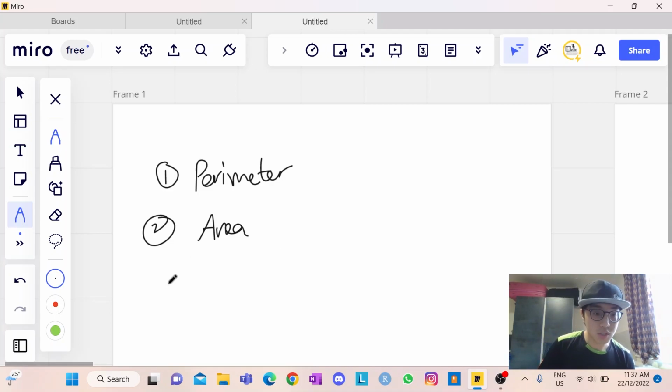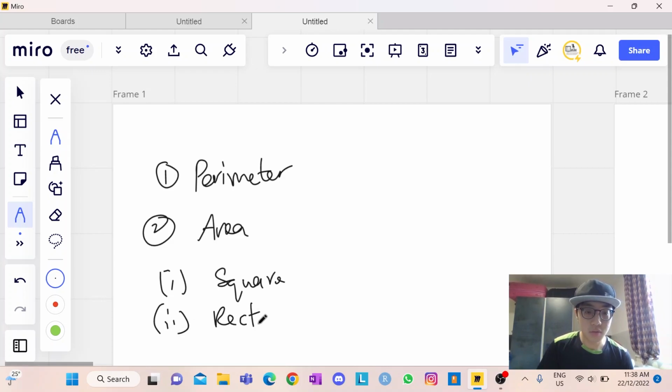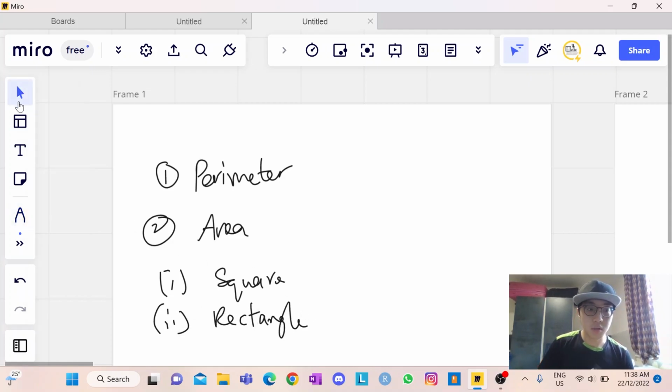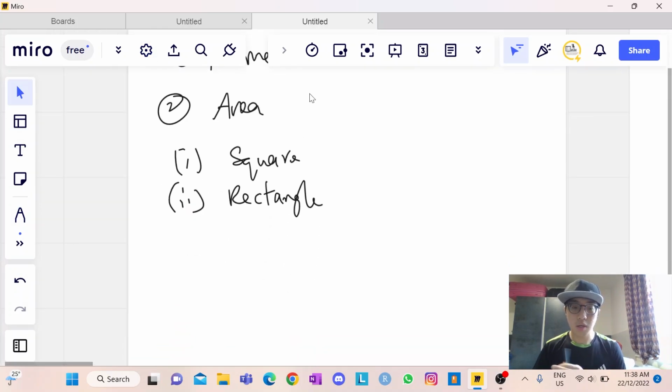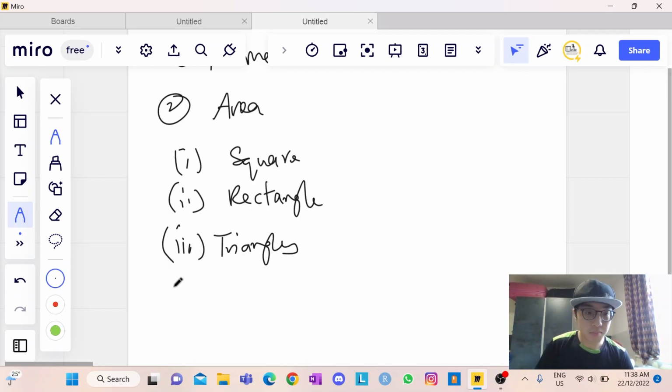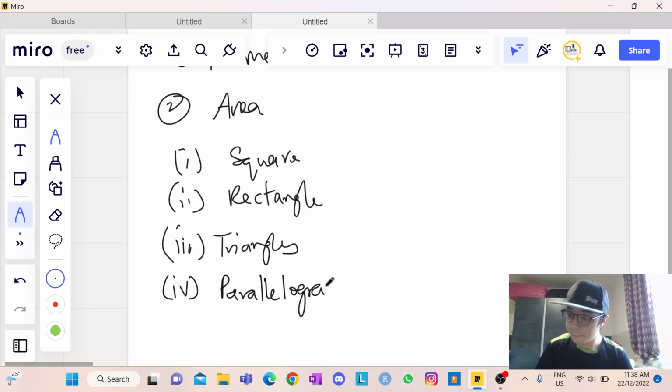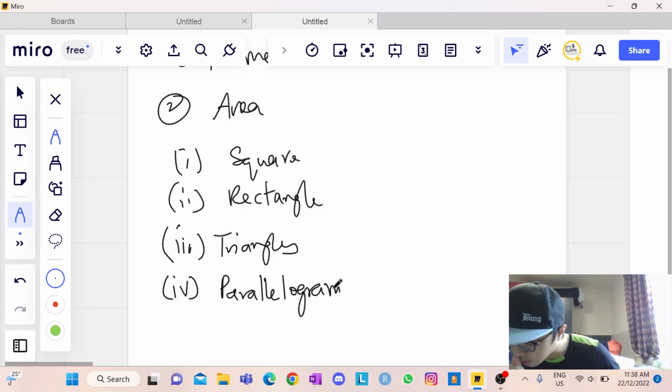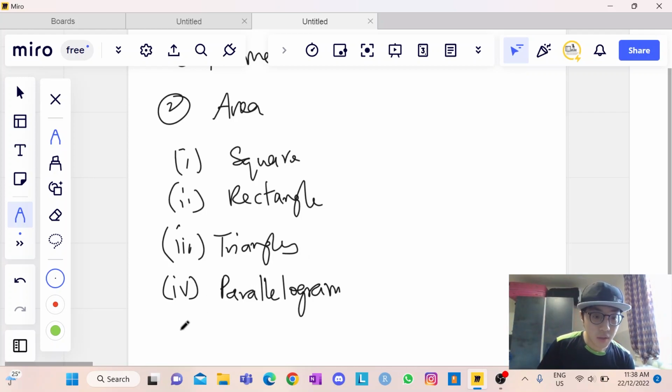Okay, just a little bit of information. We're gonna be looking at square, rectangle. Okay, after that we are still gonna look at the triangles. Okay, then something called the parallelogram. I hope that I spelled it correctly actually. Okay, and last we are gonna look at trapezium.